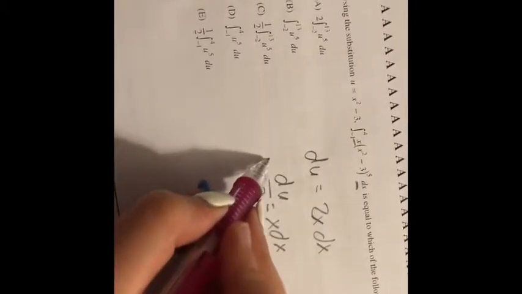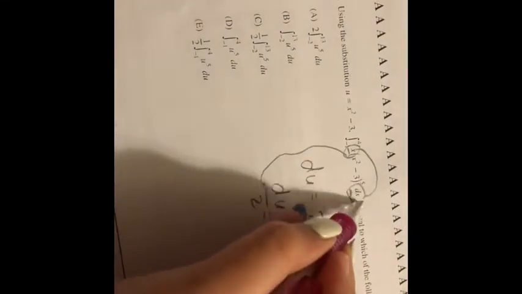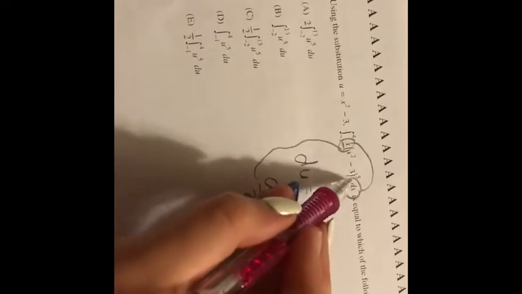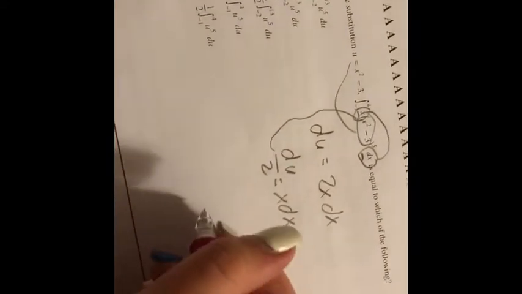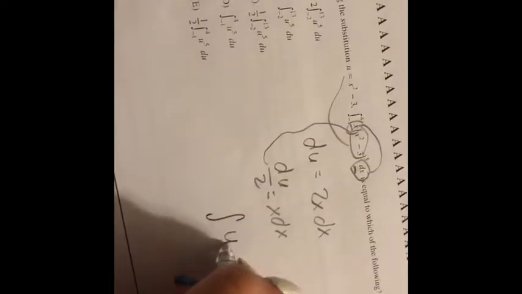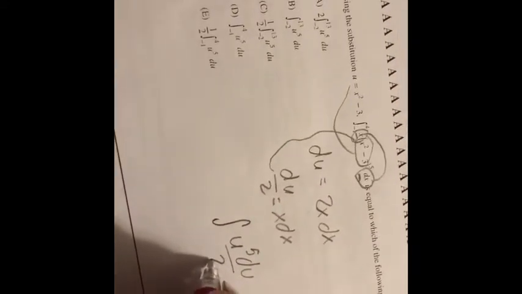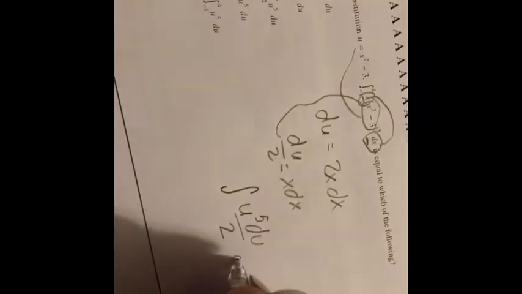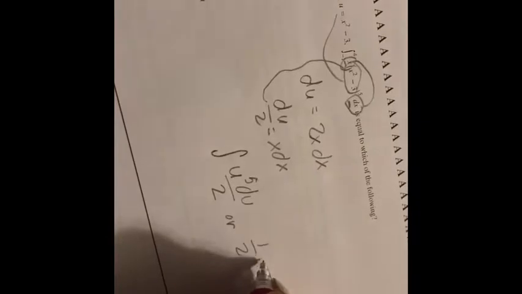So now we can take this and replace the x and the dx. And then take this and replace it with u. So we get the antiderivative of u to the 5th du over 2. Or you can write it as 1/2 times the antiderivative of u to the 5th du.